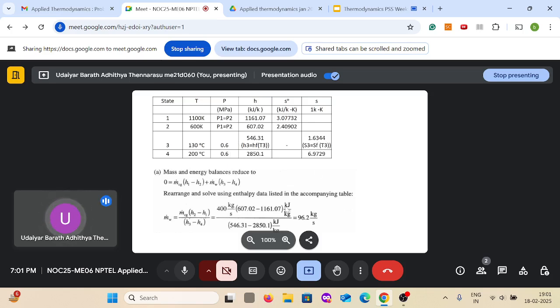So if we do an energy balance across the boiler, I get mass of the combustion gases into enthalpy difference equals mass of water into enthalpy difference. So we'll get mass of water as mass of combustion gases into H2 minus H1 divided by H3 minus H4. So substituting the enthalpies and mass of combustion gases as 400 kg per second, I get mass of water as 96.2 kg per second.